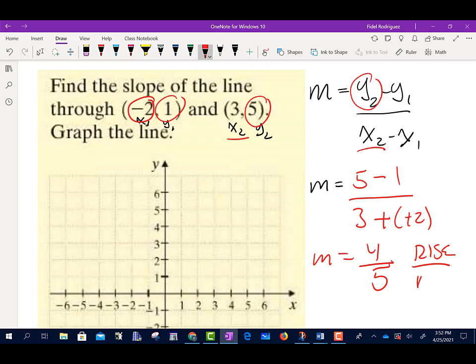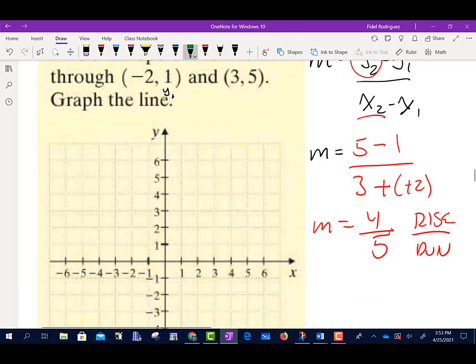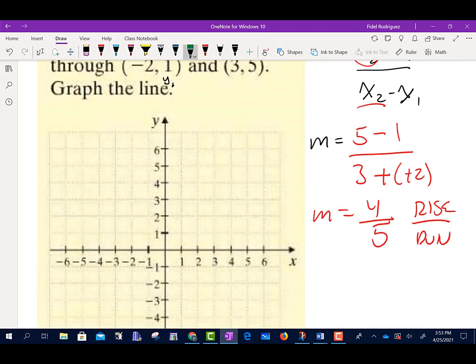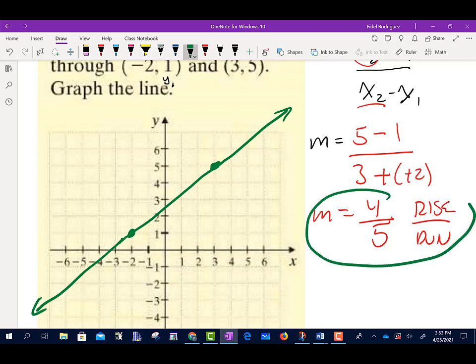Now remember what we call the slope of the line: the rise over the run. So like I did earlier, y'all, I want to graph this line. I'm going to go ahead and plot those points. Negative 2, 1 means go to the left 2 and up to 1. That one right there. 3 and 5 means go to the right 3 and up to 5, right here. And now I'm going to do my best to make this line as straight as I can. Remember, we're calling our slope the rise over the run, and the top number is 4 and the bottom number is 5.